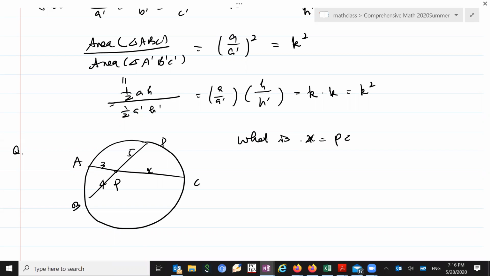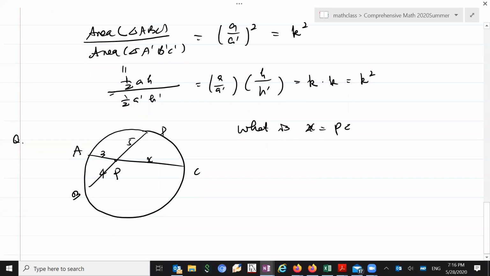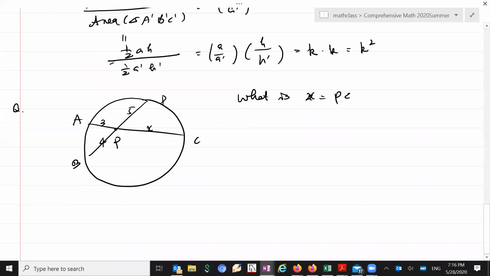Emma says 20 over 3. Is that correct? Anyone? Some students have different answers. Some students say, okay, 3, 4, 5, 6, 6.